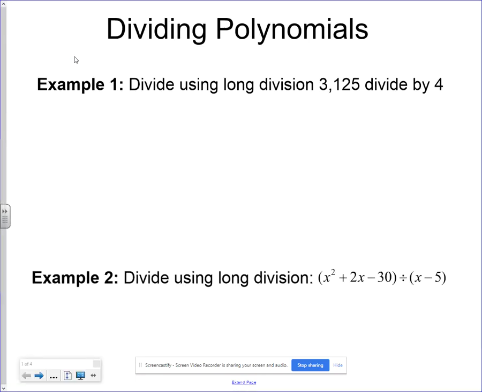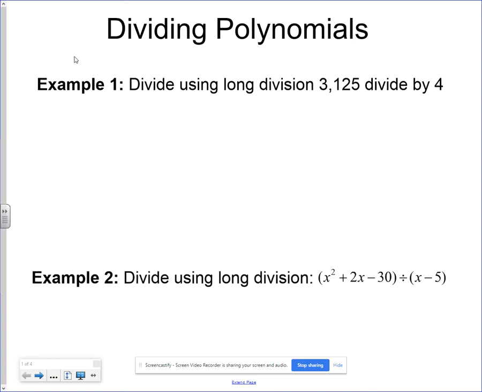So today we're going to learn about how to divide polynomials using a method that we used back in middle school, long division. So before we try to divide polynomials with long division, let's review how we did it back in middle school. So let's look at example 1. We got 3,125 divided by 4.